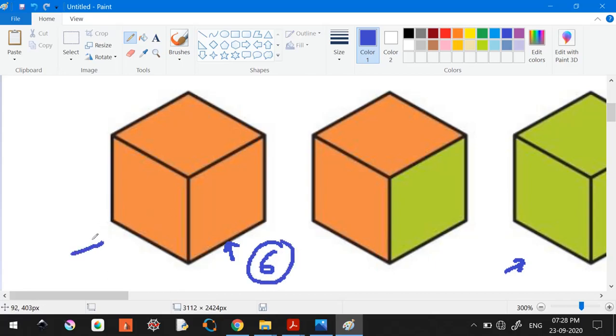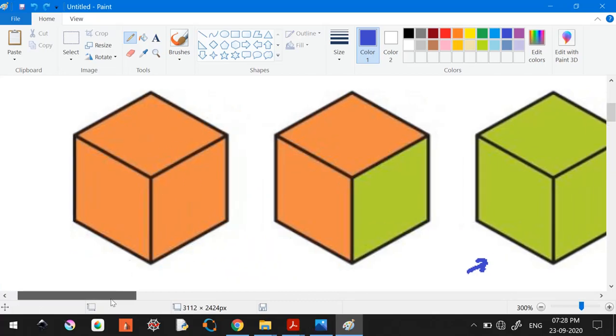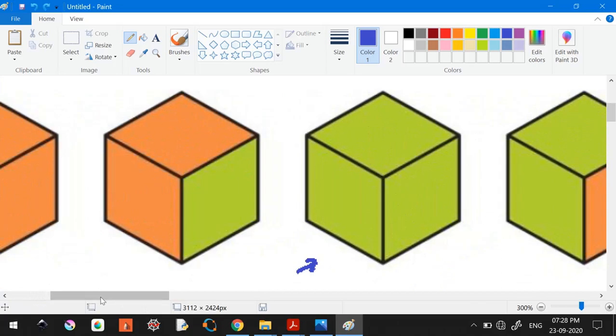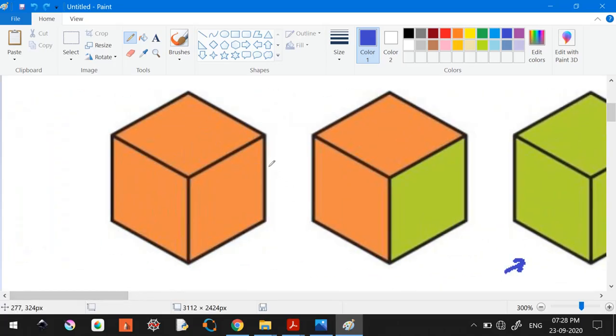right? Four on the sides, one on the top, and one on the bottom. So that is 6, right? If out of the 6 we see 3 as orange, the other 3 are going to be green because they have already given that here. So whatever is hidden in this particular view, the bottom one, the backside one, and the left side one, they are going to be green. Anyway, that is just for understanding.